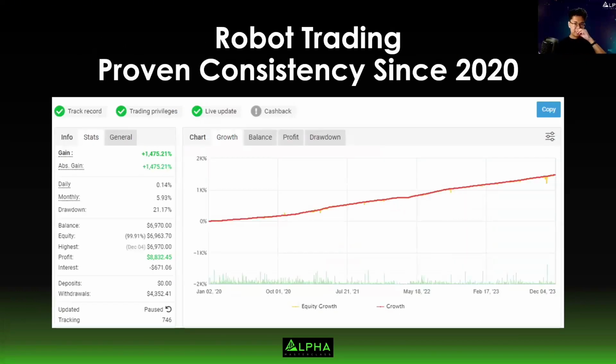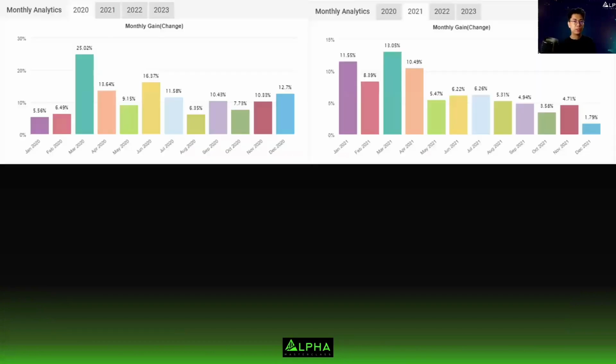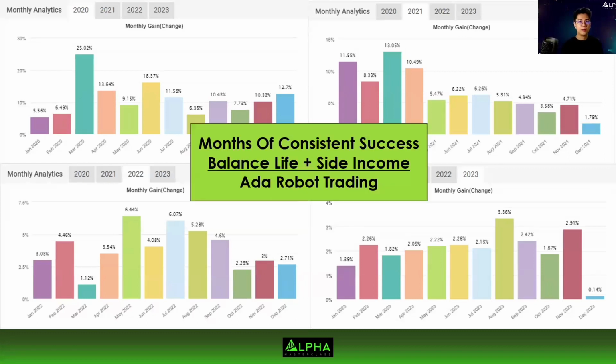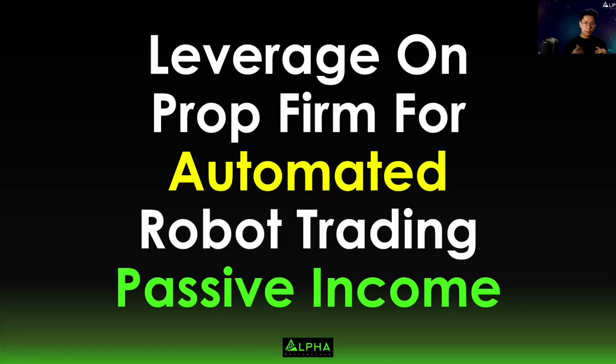And this is the result for the whole of 2020 for ADA until right now. Just to share a few, I think you guys have been seeing this before already. It is pretty consistent along the period of trading. All right. So what I'm trying to mention to you guys is that all the things I mentioned are tools for your prop firm trading. And you can use these tools to automate it, using a robot to trade for your passive income.